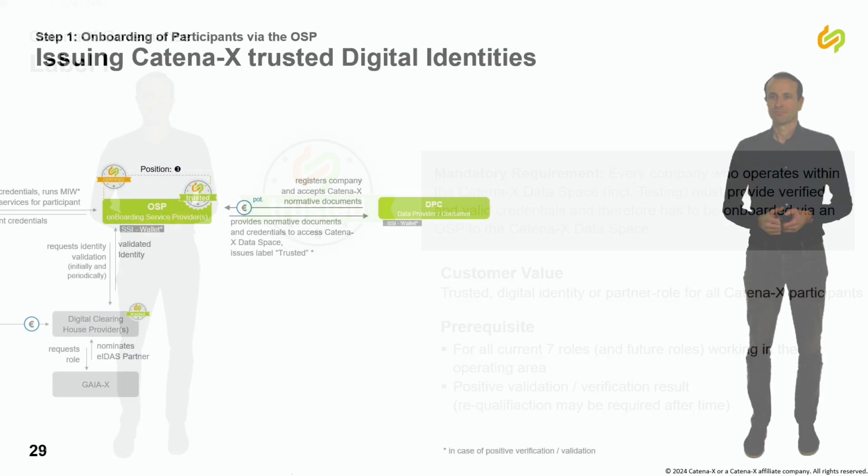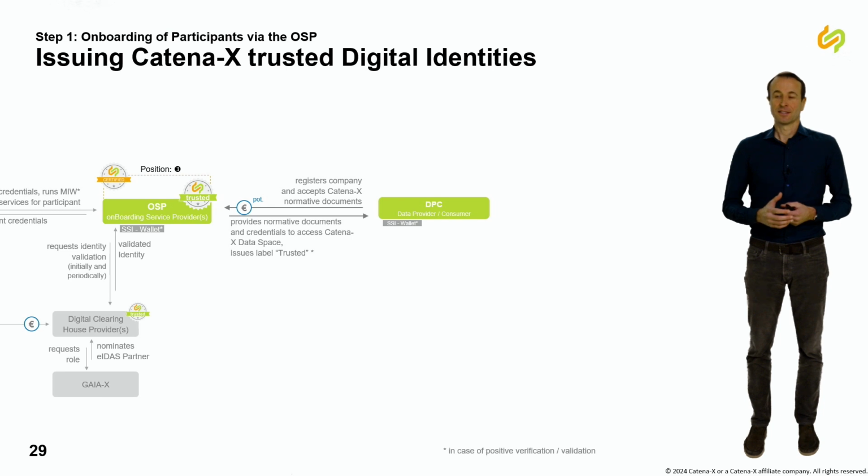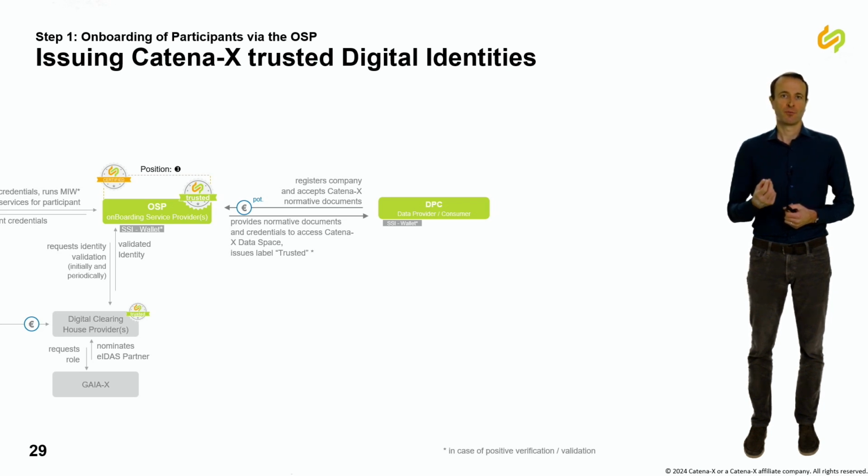Now, as a data provider and consumer, like an OEM, first tier, second tier, whoever is out there, who can issue a digital identity for me? You go to an OSP, which is short for onboarding service provider. You register your company at an OSP. They give you in return normative documents like the terms and conditions for the data space.